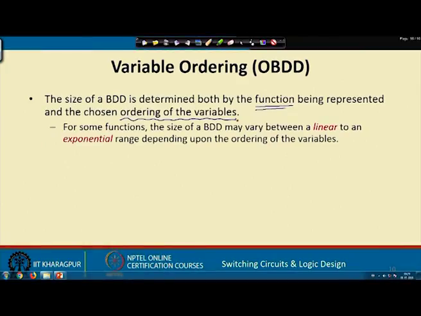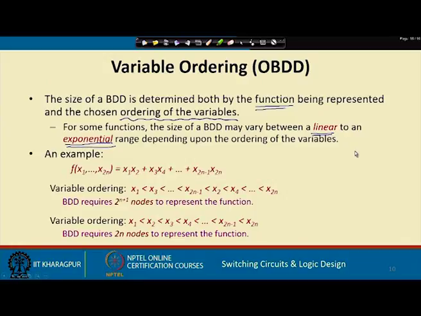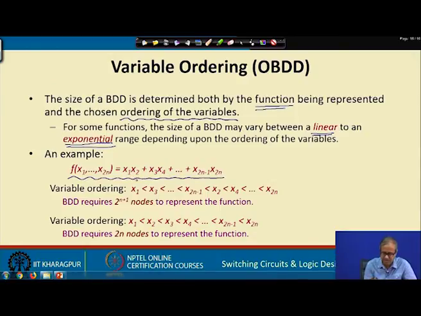Let us take an example. We say that it can be proportional to the input variables, or it can be proportional to the power of an input variable, which is called exponential. This is a very classic example. Suppose I have a function where the variables are paired, the product terms are like this: x1 x2 or x3 x4 or x5 x6, like this.